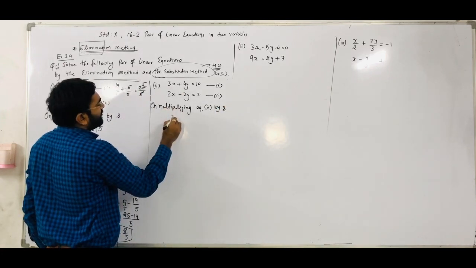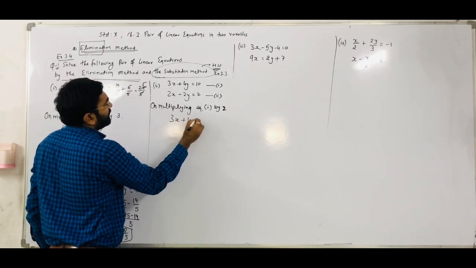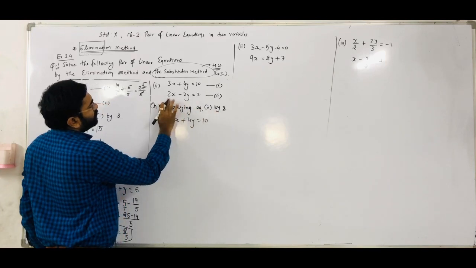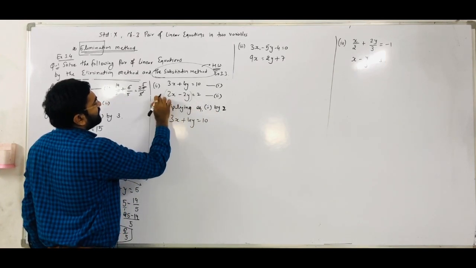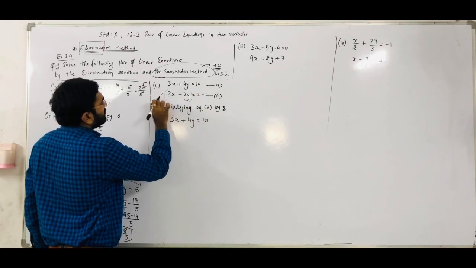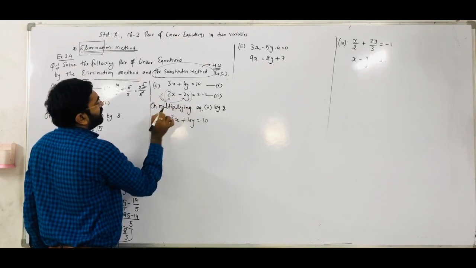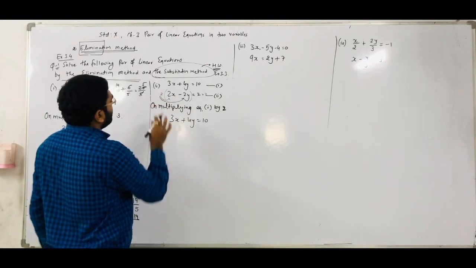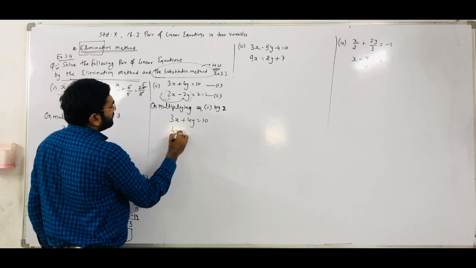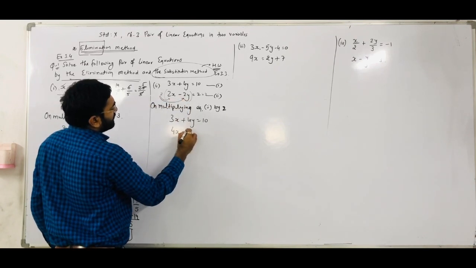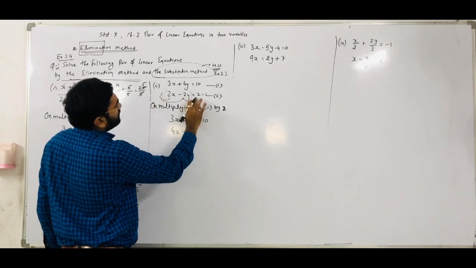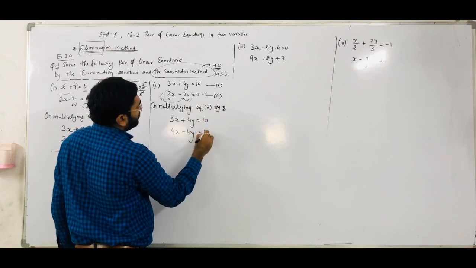So equation number 1 as it is we have to write: 3x plus 4y is equal to 10. Equation number 2, multiply by 2, so both sides it is multiplied by 2, right? So we multiply inside the bracket. 2 into 2x is 4x, 2 into minus 2y is minus 4y, and on the right hand side 2 into 2 means 4.